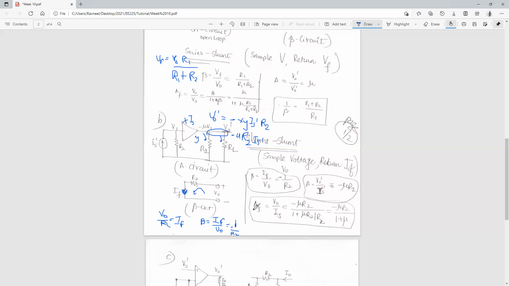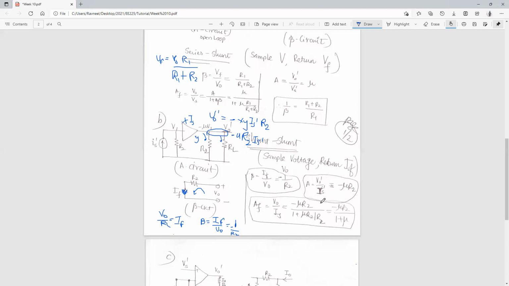If you are to find the closed loop gain, that would be V naught upon is, which is equivalent to A upon 1 plus AB. In place of A, that will be negative mu times R2, upon 1 plus negative mu times R2 times negative 1 upon R2. The negatives cancel each other when we multiply, so we are left with mu R2 upon R2. This R2 and this R2 cancel off. So the closed loop gain is negative mu times R2 upon 1 plus mu, right?